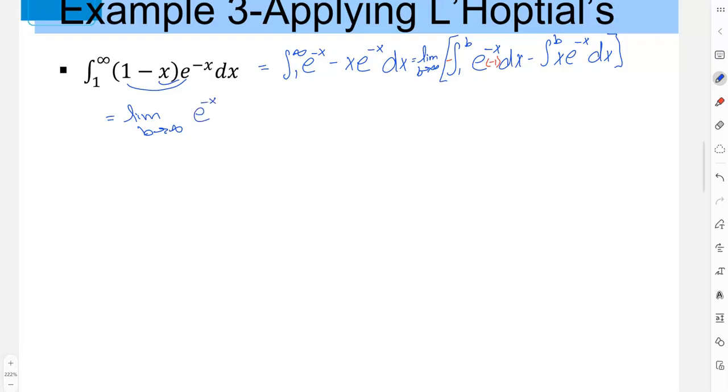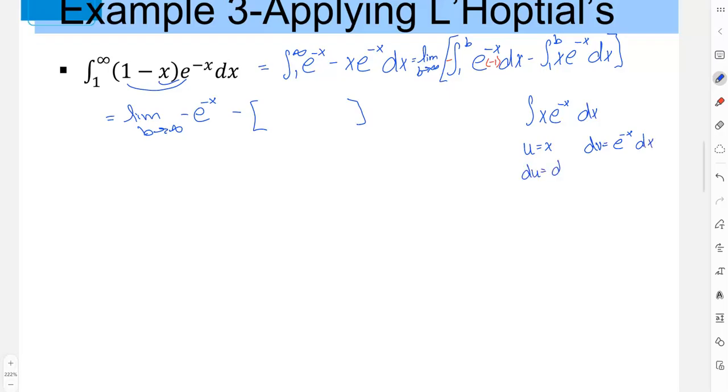So when I integrate this, I'm going to have that negative e to the negative x. Now let's do by parts. So if I integrate x e to the negative x, I need to pick u, which is going to be x. So dv is e to the negative x.